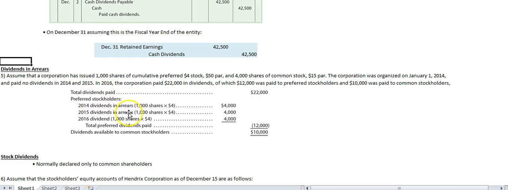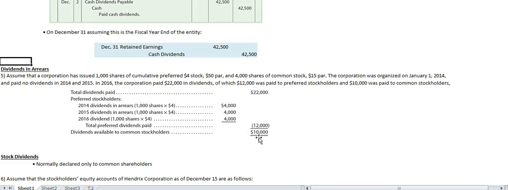So here they have a chart. Total dividends paid in 2016 was $22,000. As we had stated before, 2014 had dividends in arrears of $4,000 for the preferred stockholders. 2015 had dividends in arrears of $4,000 for the preferred stockholders, and 2016, well, that was what the preferred stockholders had a right to for that year, for a total of $12,000. So they get their $12,000, and the common shareholders get $10,000.